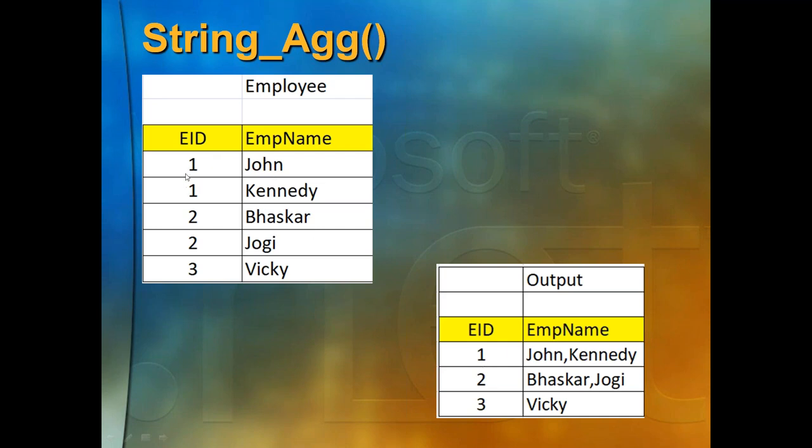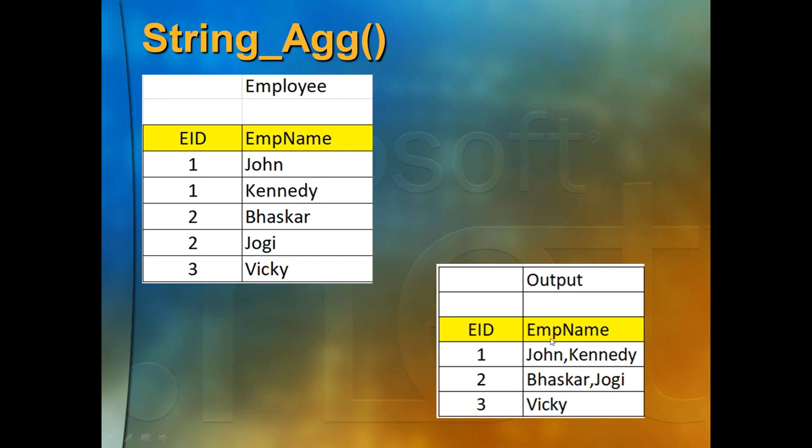John Kennedy. When the employee number is the same, I wanted to have the record John, comma Kennedy. I wanted to display the data like this. If the employee number is the same for Bhaskar and Jogi, then I don't want to display two records. I wanted to concatenate two rows, Bhaskar, comma Jogi. For Wiki there is no second row, so I should be able to get a single row like this. So this is my data, and I wanted to have it like this.